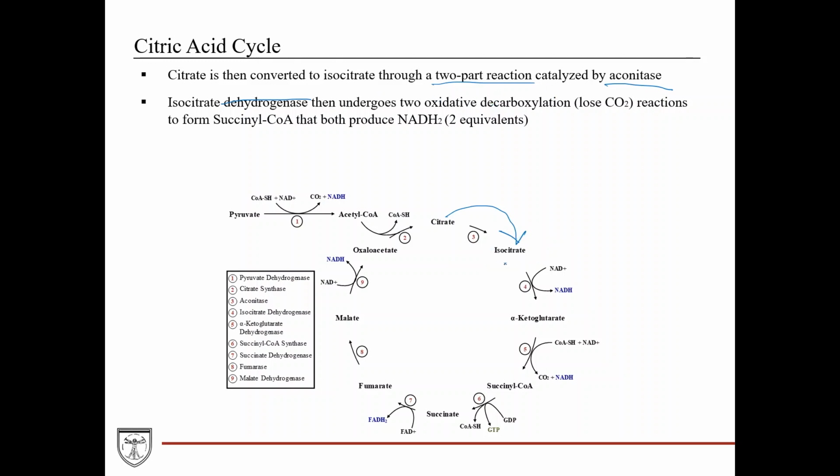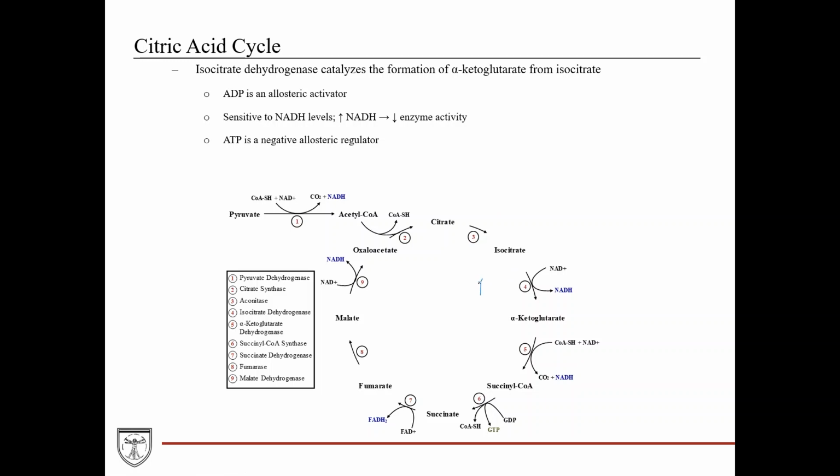It's the intermediate. So isocitrate then undergoes two oxidative decarboxylation reactions, meaning they're losing CO2 in each step here. So it's both these two reactions here to form succinyl-CoA. And as a result of these two reactions, you produce two equivalents of NADH, one from each reaction. So the enzymes for each of these reactions: first, you have isocitrate dehydrogenase, which catalyzes the formation of alpha-ketoglutarate from isocitrate.